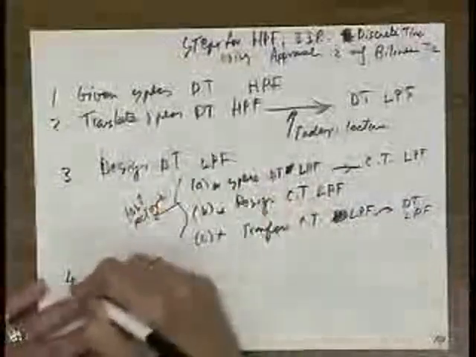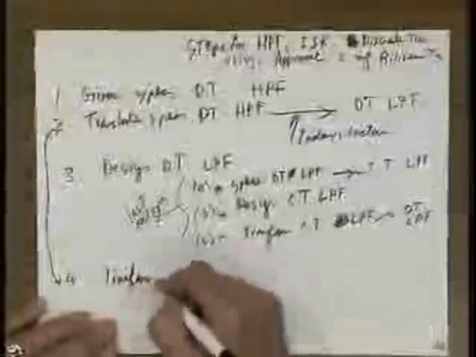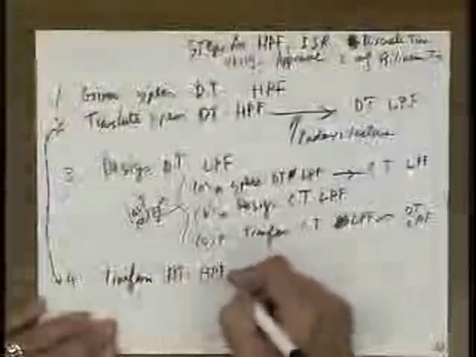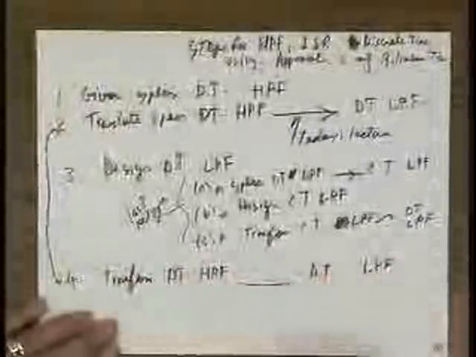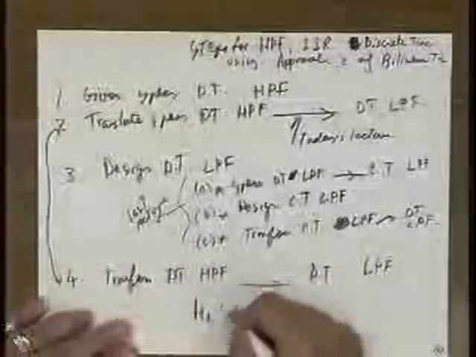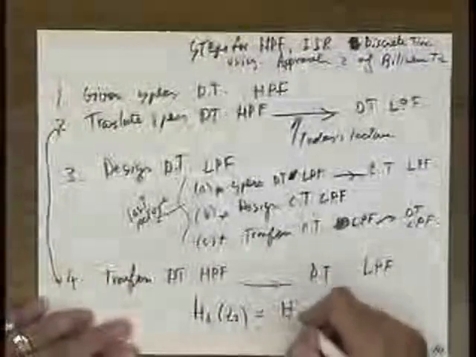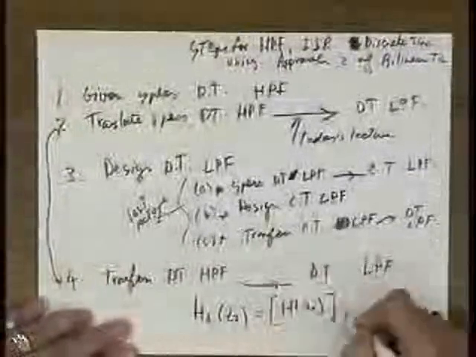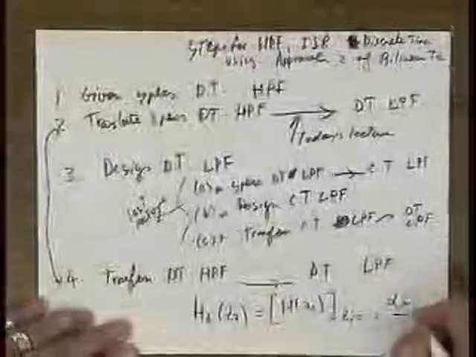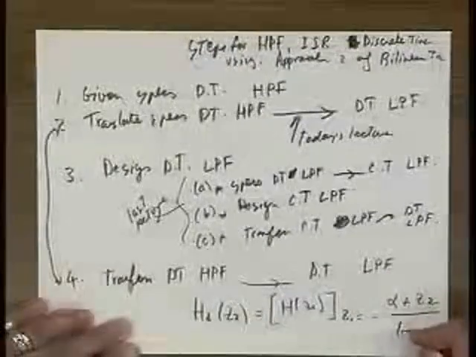And then step 4, which is the dual of step 2: now that we designed this discrete time low pass filter, transform it back to a discrete time high pass filter. And the way we do that is what we just talked about. H sub d of z2 is H of z1, with z1 replaced with minus alpha plus z2 over 1 plus alpha z2.